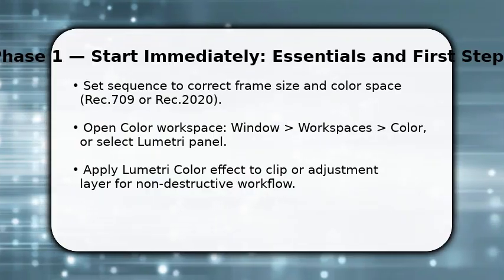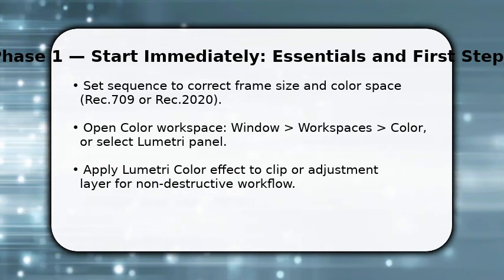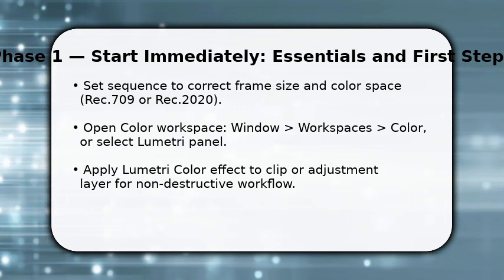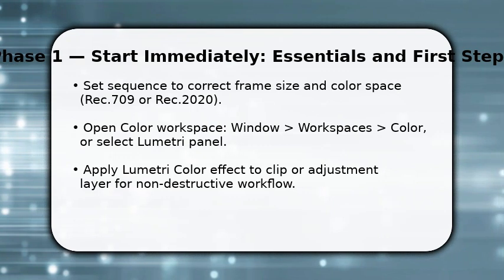You start by ensuring your sequence uses the intended color space. This prevents surprises later. Once done, switch to the color workspace so Lumetri panels are visible. This is where grading happens.